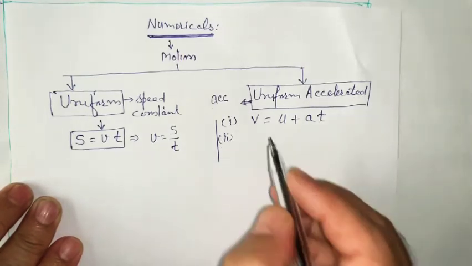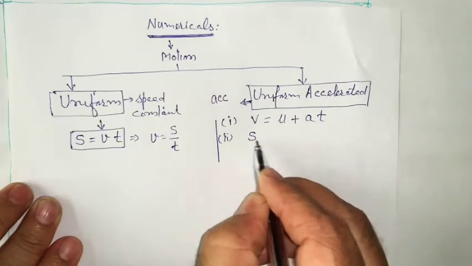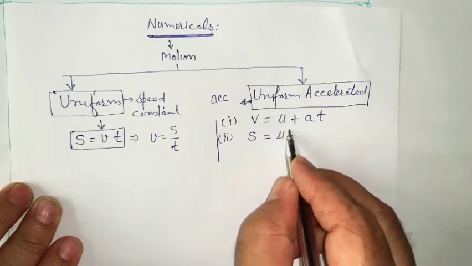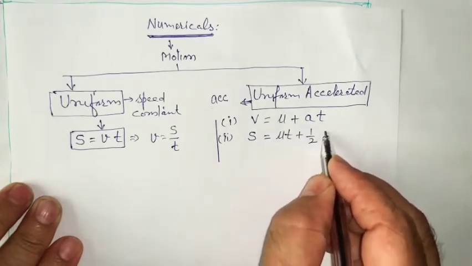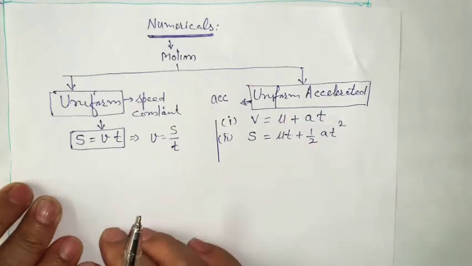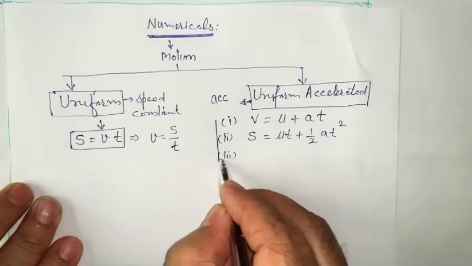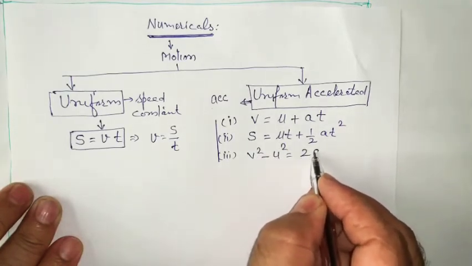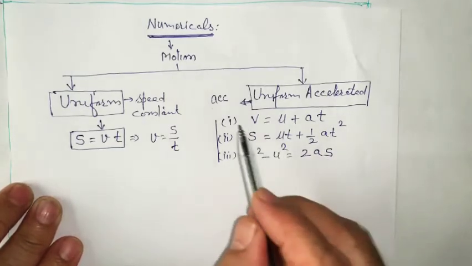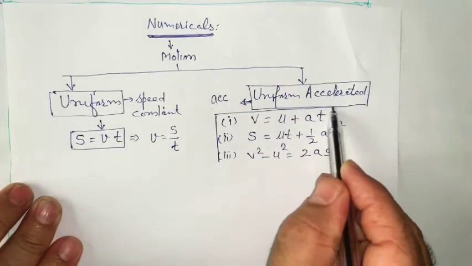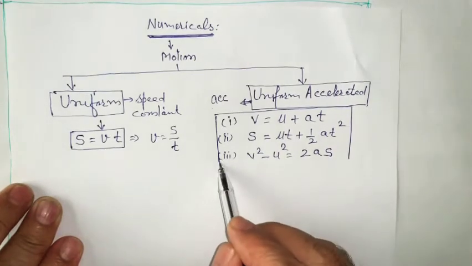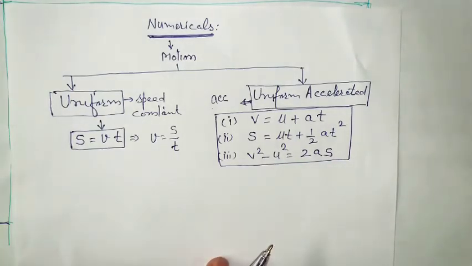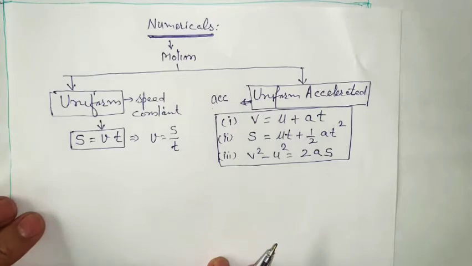Secondly, there is another formula. If you want to find out the distance or displacement, you get S is equal to UT plus half AT squared. Then the third formula is V square minus U square is equal to 2AS. These are the basic formulas which are needed for uniform accelerated motion.